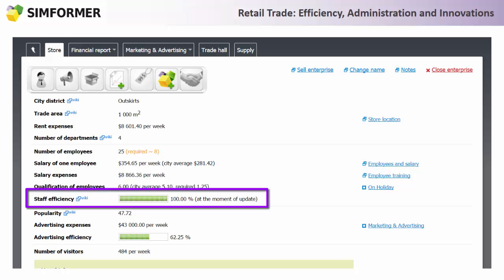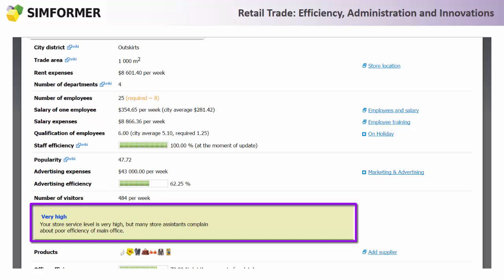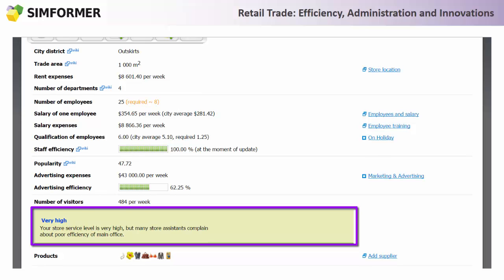Of course, as staff efficiency drops and your employees are unable to service all the visitors, the possibility for you to increase your sales will diminish. Or in other words, your sales will stop growing. You will also be shown the level of quality of service you're providing in your stores. Normal, high, very high, or elite is something you should be aiming at. Now, the higher the service, the more visitors you receive, and the higher the level of satisfaction.